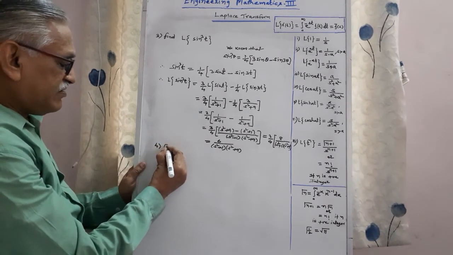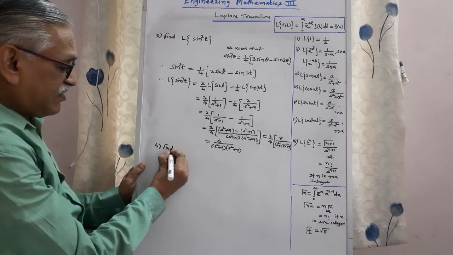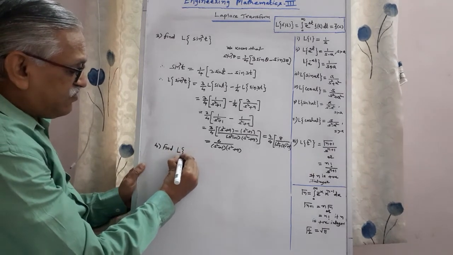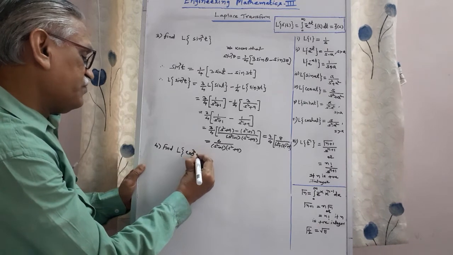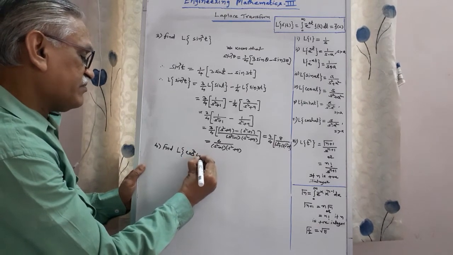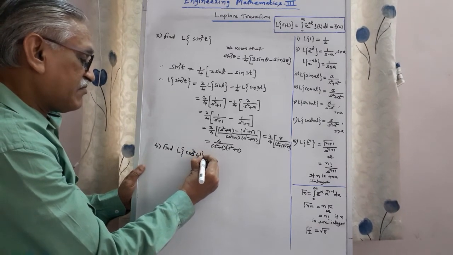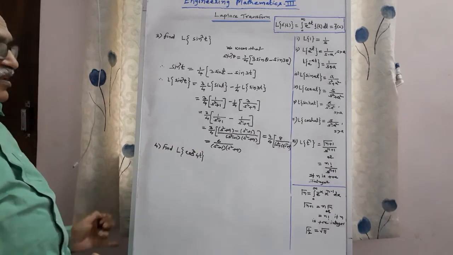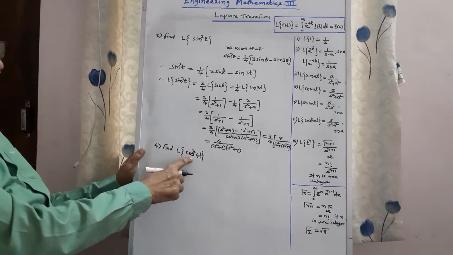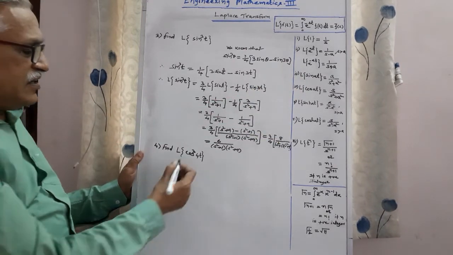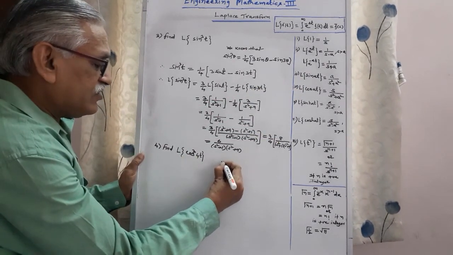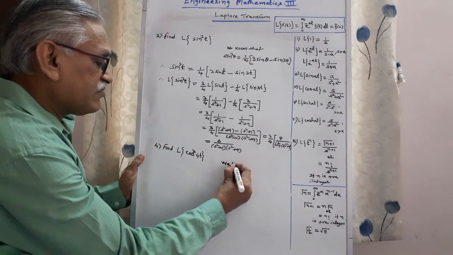Similarly, find Laplace transform of cos cube 4t. Here, once again, no result for cos cube in the standard results. We take the help of the standard trigonometric formula.